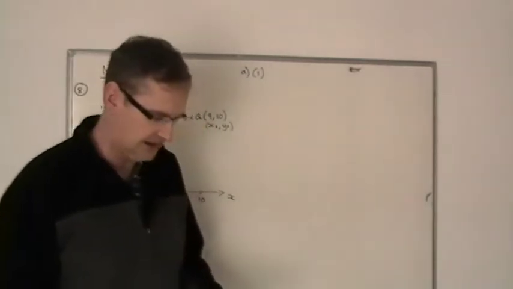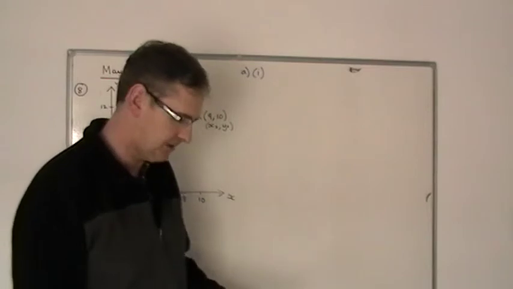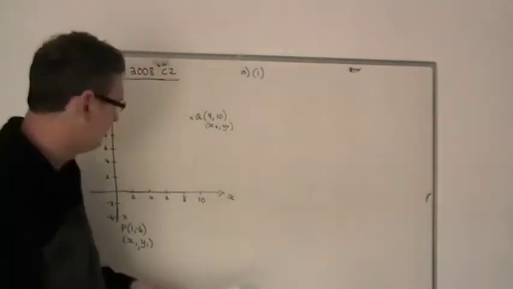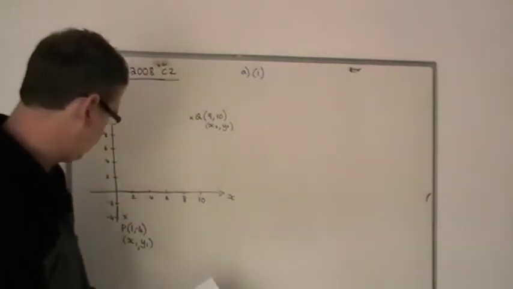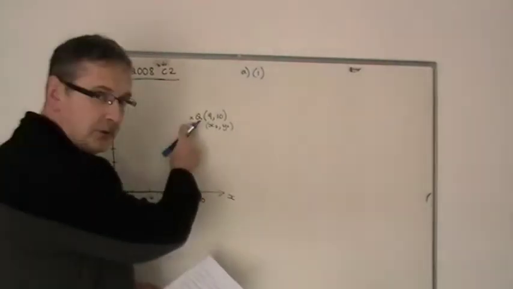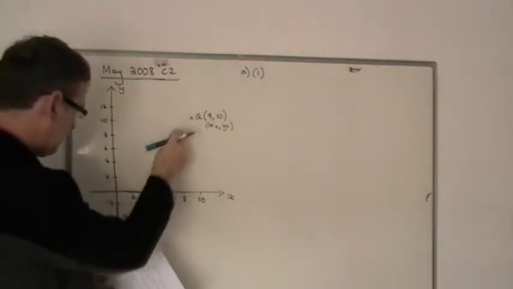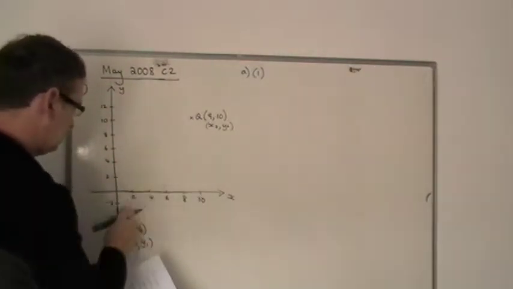I'm very quickly going to have a look at May 2008 C2 Circles question. It's question 8 off that paper. We've basically got 2 points, P, which is at 1, negative 4, which I've plotted, and a point Q, which is at 9, 10, which I've plotted. You're told that these are at opposite ends of a diameter of a circle.